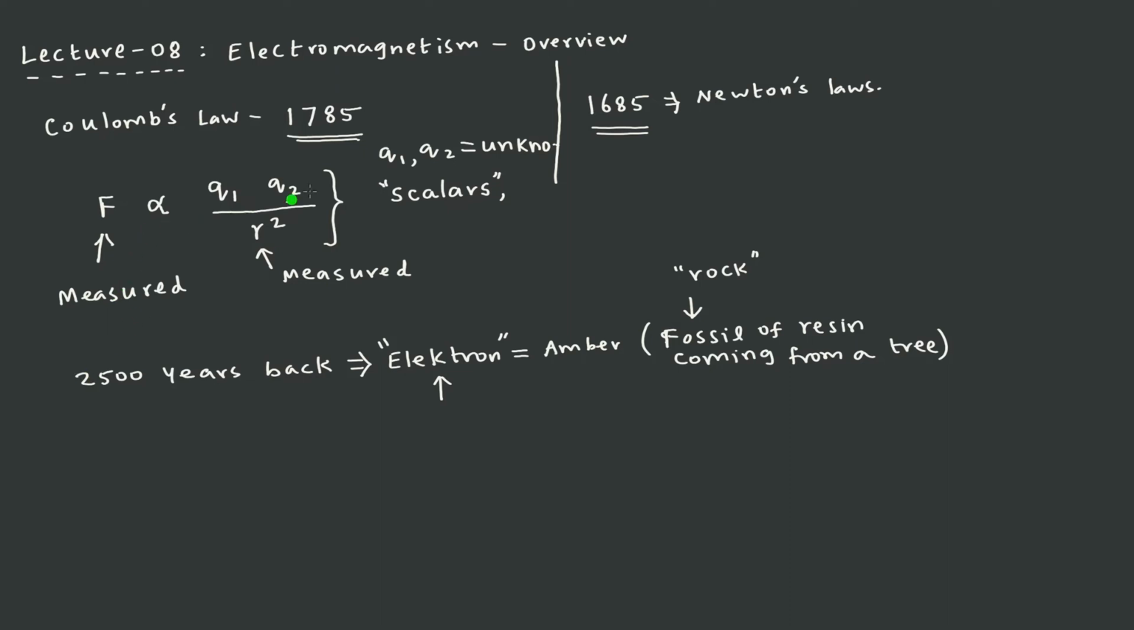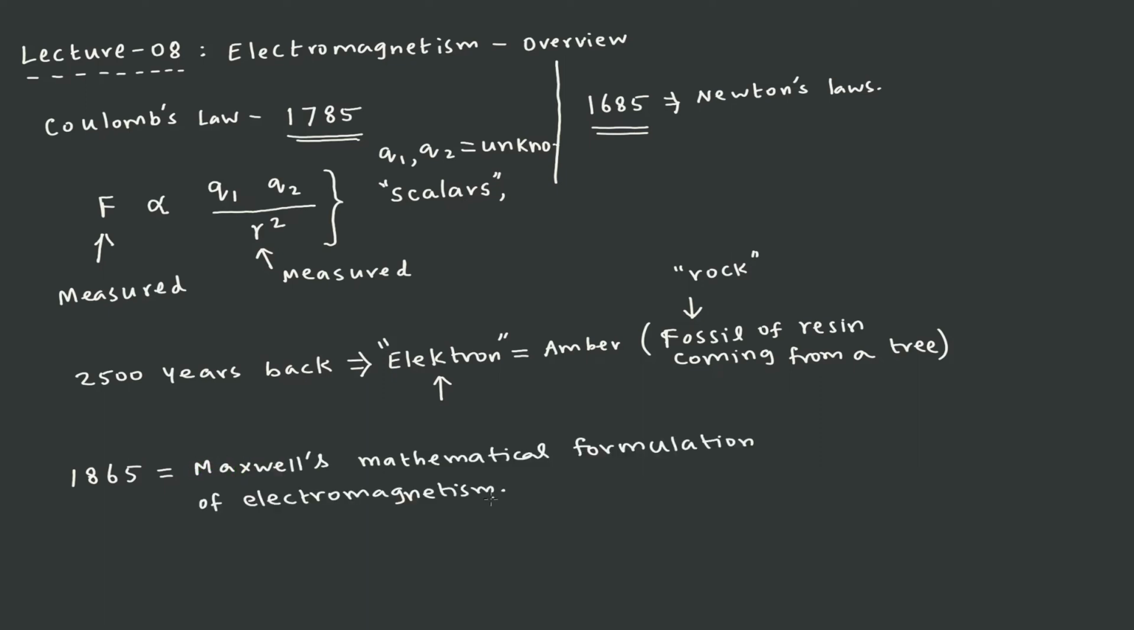Now let us see what happened after 1785. You go forward by roughly 100 years. In the year 1865, Maxwell put forward a very important contribution that has led to great development in the field of electromagnetic theory. Whatever electromagnetism we are talking about in today's scenario is the mathematical theory developed by Maxwell, in the year 1865.